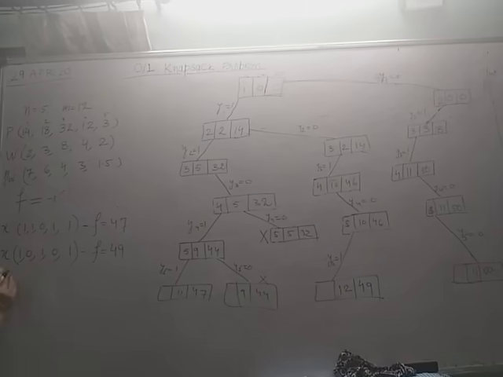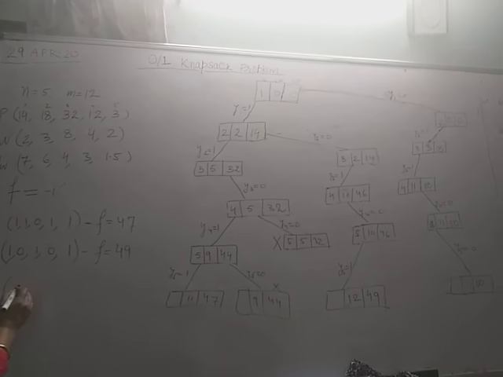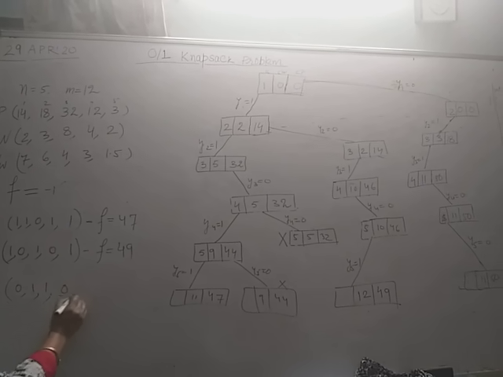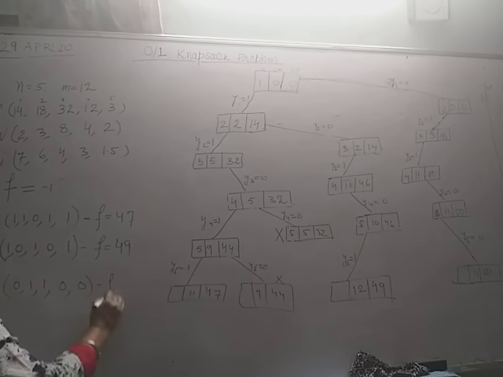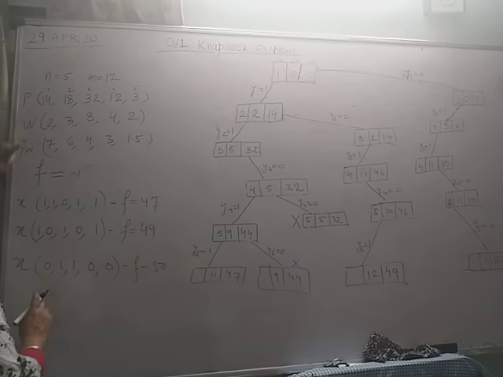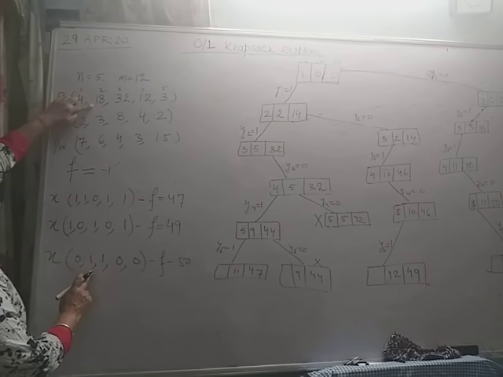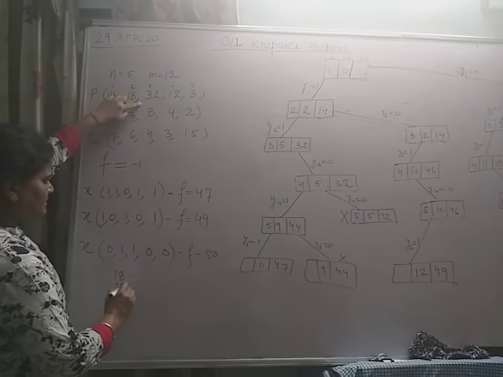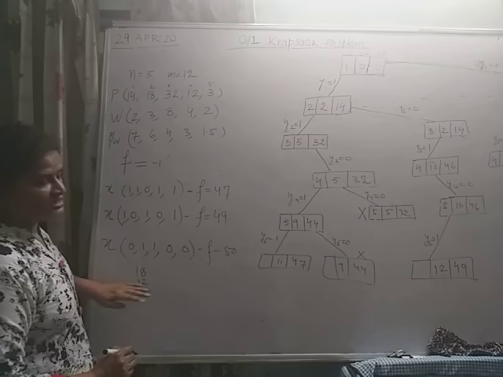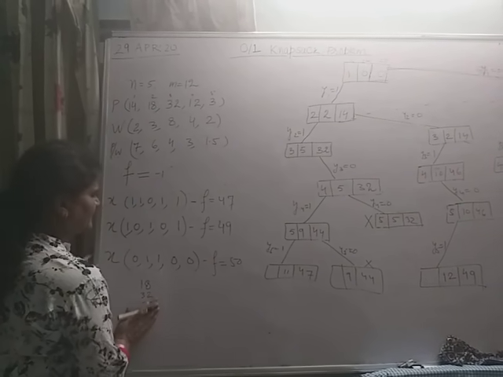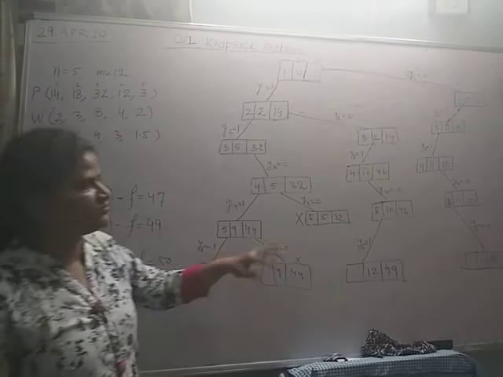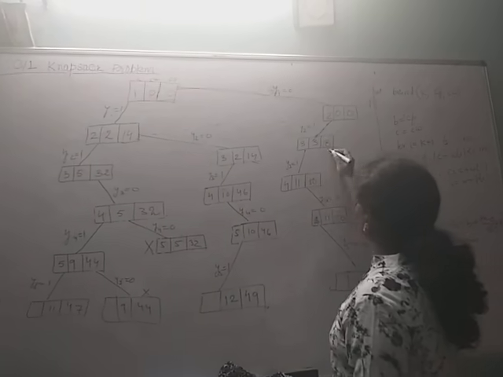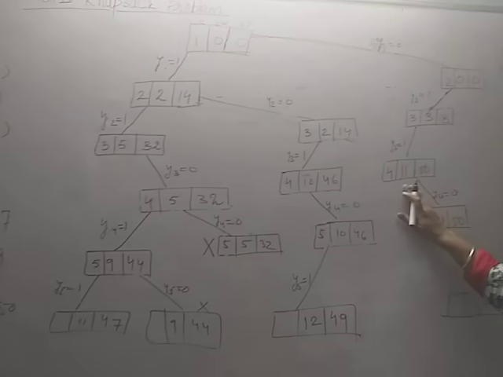So the updated x is 0, 1, 1, 0, 0 and here f is 50. You can check it. The second weight is included, that is 18, and the third weight is included, that is 32, so 18 plus 32 is 50. So its profit is 50. So I get one more solution. This node is explored.